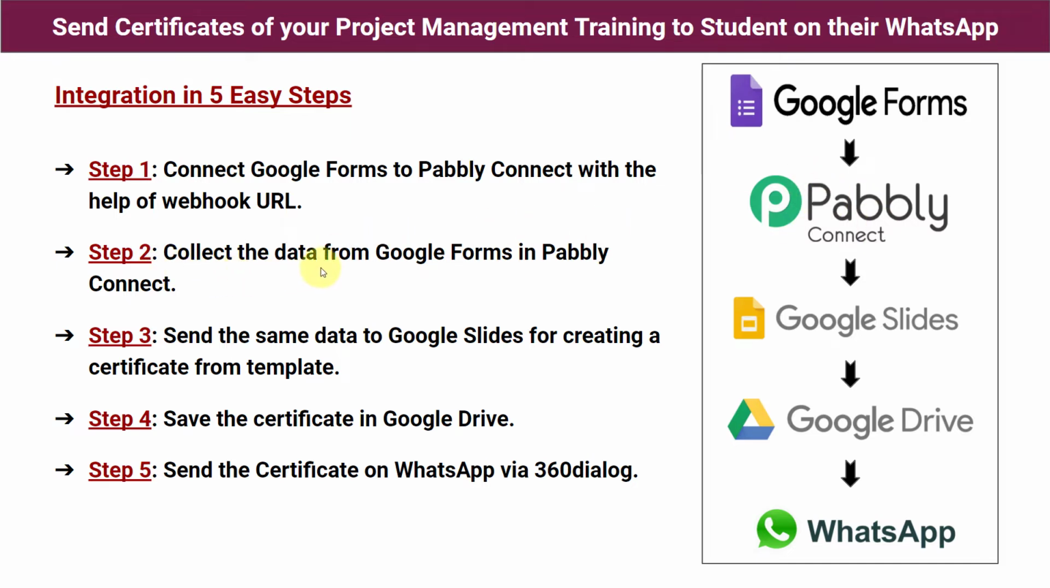And step 2 is collect the data from Google Forms in Pabbly Connect. So in the second step, we'll bring the data from the form submission to here in Pabbly Connect. Alright. And step 3 is send the same data to Google Slides for creating a certificate from template.